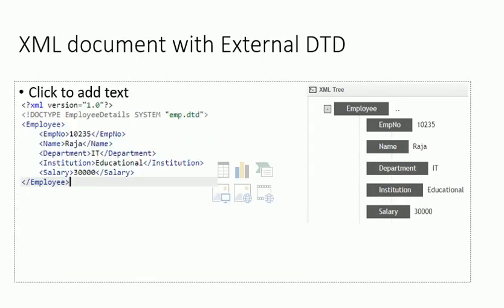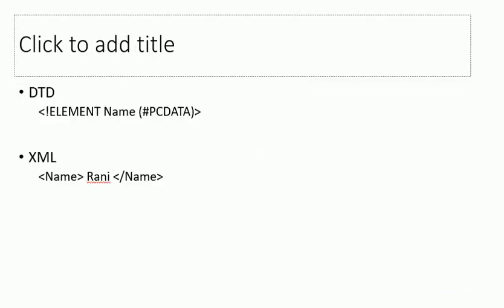Here is an example of an XML document that uses external DTD, and it is specified here. The name of the external DTD file is specified here, emp.dtd. So for DTD, we specify the type, and within the XML, we should ensure that only that type of values are given.